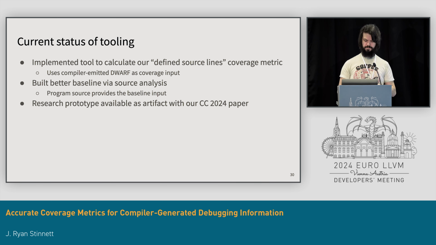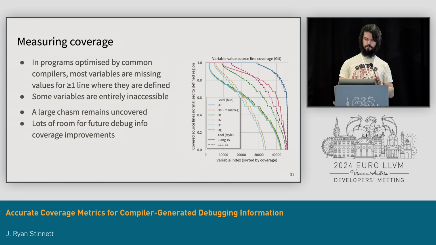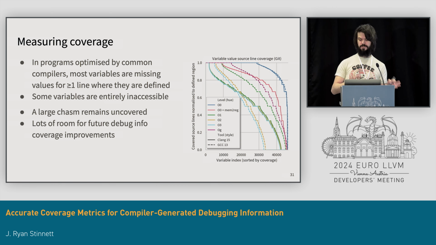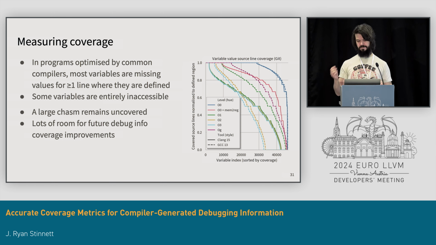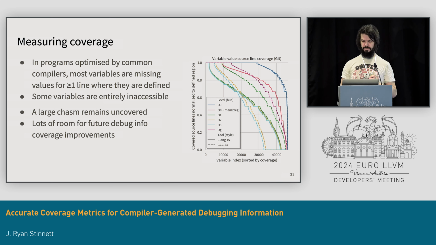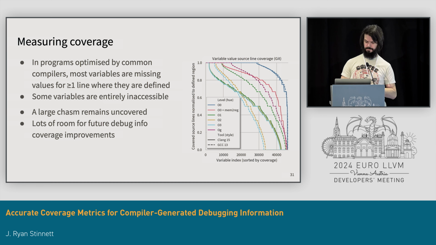But yeah, more on that and future work towards the end of the talk. Okay, so let's take a look at measuring some coverage with this approach. This is, again, a chart looking across the Git codebase, all the variables in Git, and just checking that using our approach in both Clang and GCC at different levels of optimization.